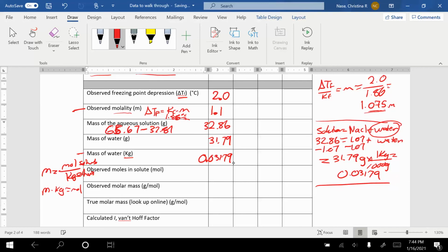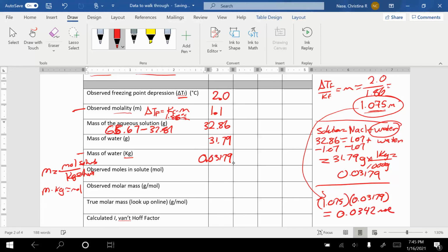All right. So my molality, I'm going to use this molality. I'm not going to round it. I'm going to carry out a few extra sig figs there. I got 1.075, that's my molality, and I just rounded it to put it in the table to represent 2 sig figs. I'm carrying out my guard digits over here. So I've got molality times my kilograms of my solvent, 0.03179, and that gives me my moles, and my moles are 0.0342.